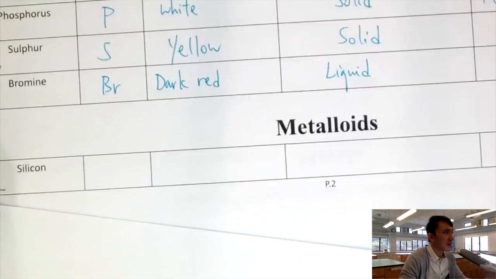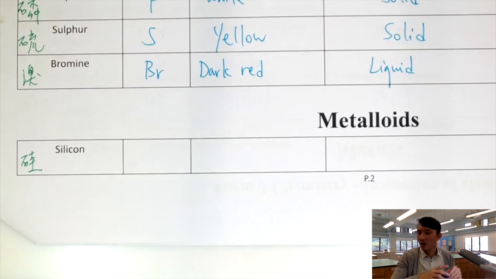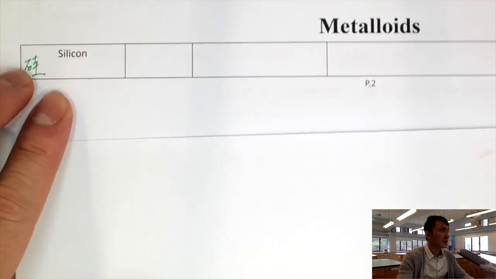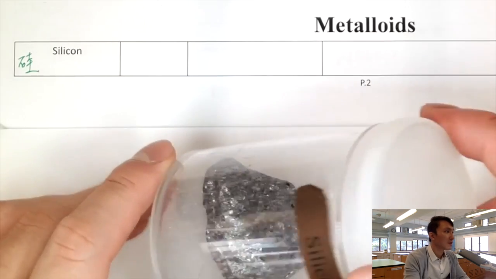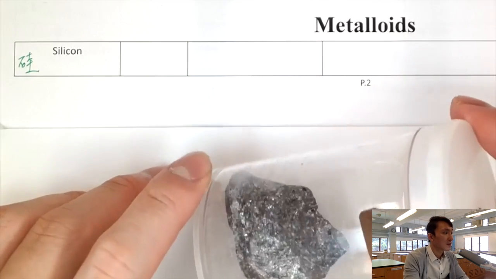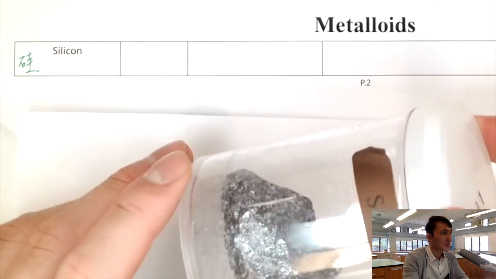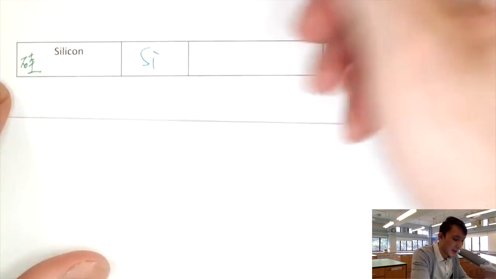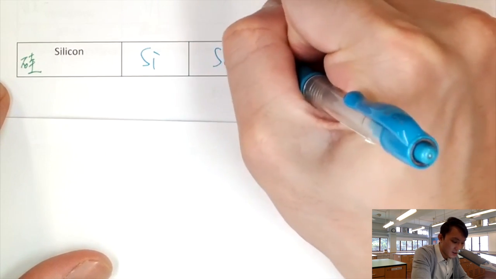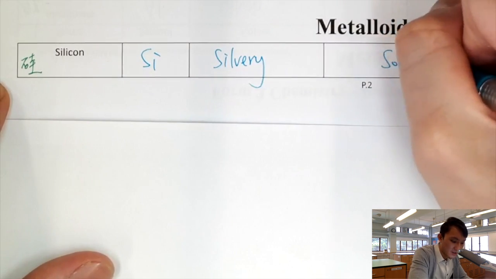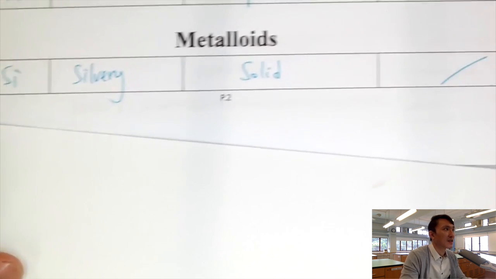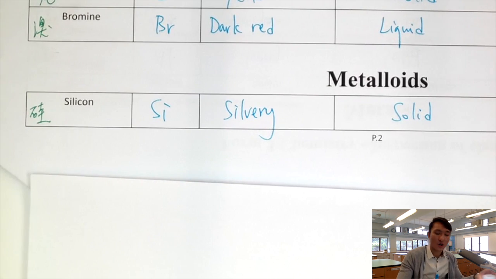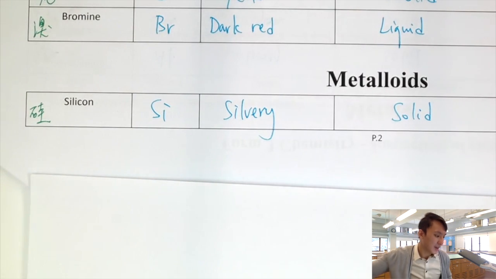Now, let's talk about the last one. This one, silicon. This one is the silicon, a large chunk of silvery metal. So let's put down Si, and it is silvery, and it is a solid, and it doesn't have any hazard warning label. So that would be all the elements that I need to show you.